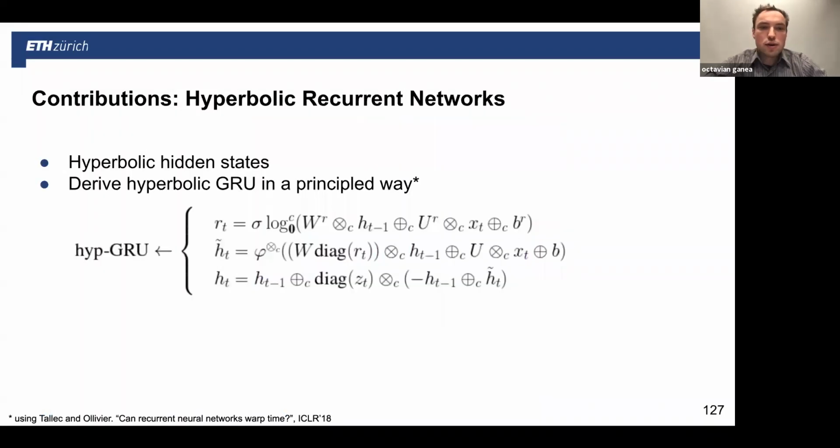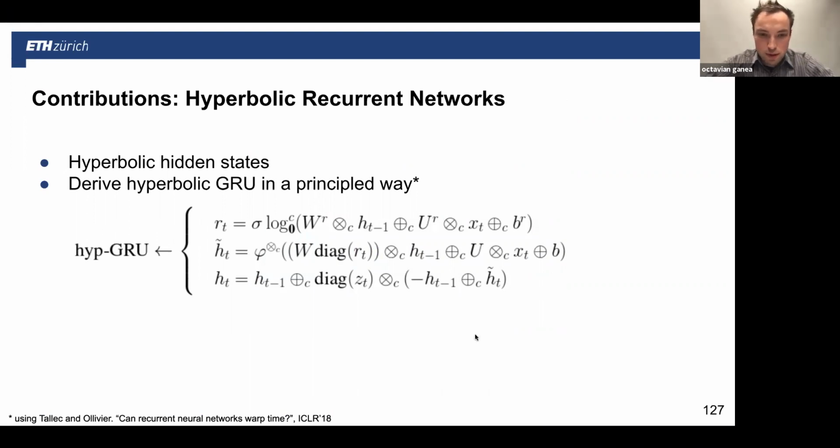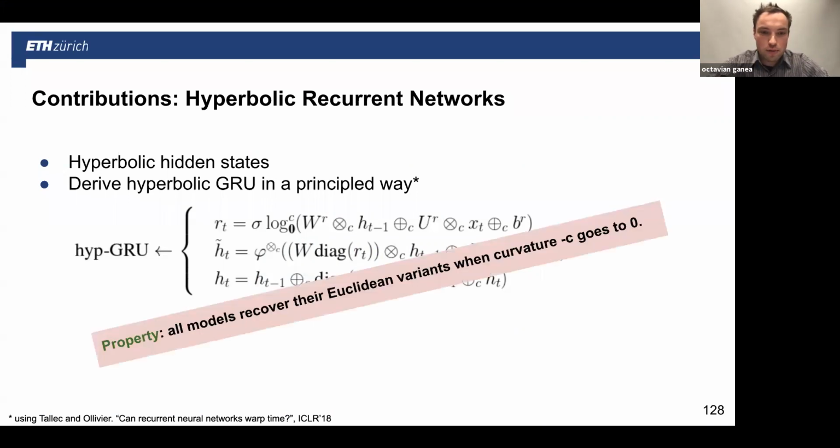Okay. So the last contribution of this paper was to design hyperbolic recurrent neural networks, and we focused on RNNs and gated recurrent units. Since I'm running a bit out of time, I'm not going to discuss this too much, but essentially we just use these new operations instead of the Euclidean operations, and we showed why this makes sense. And we also recovered the Euclidean RNN and GRU when the curvature goes to 0.